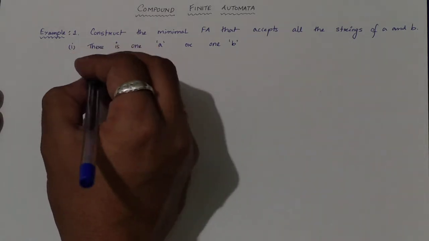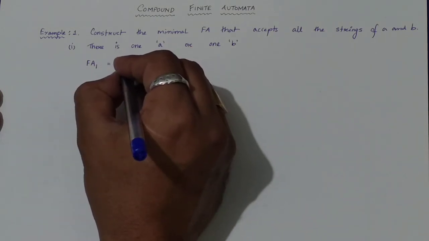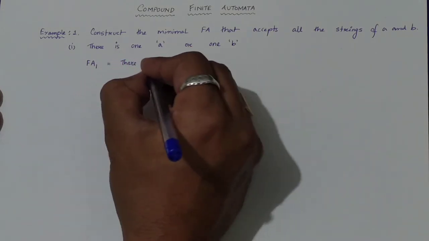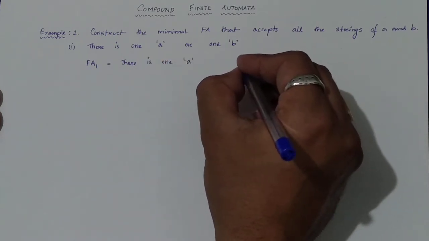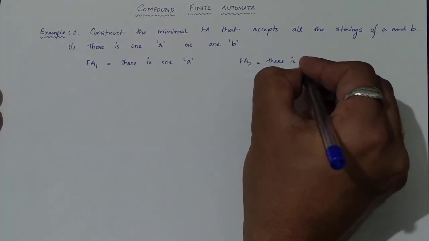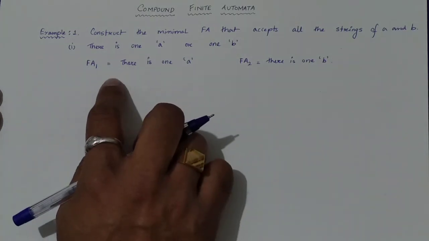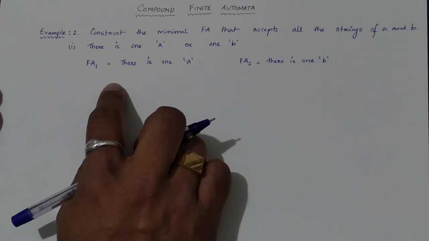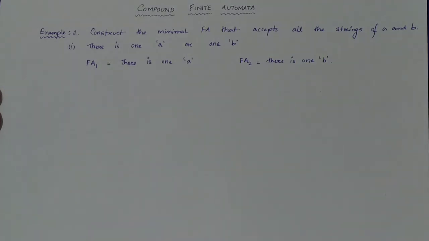First, I will make one finite automata, FA1, and this finite automata one will consider there is one A, and the other finite automata will comprise there is one B. Clear? So if I talk about only one A or one B, how will the diagram be? That we have to consider. So let me give you the finite automata for the first one.